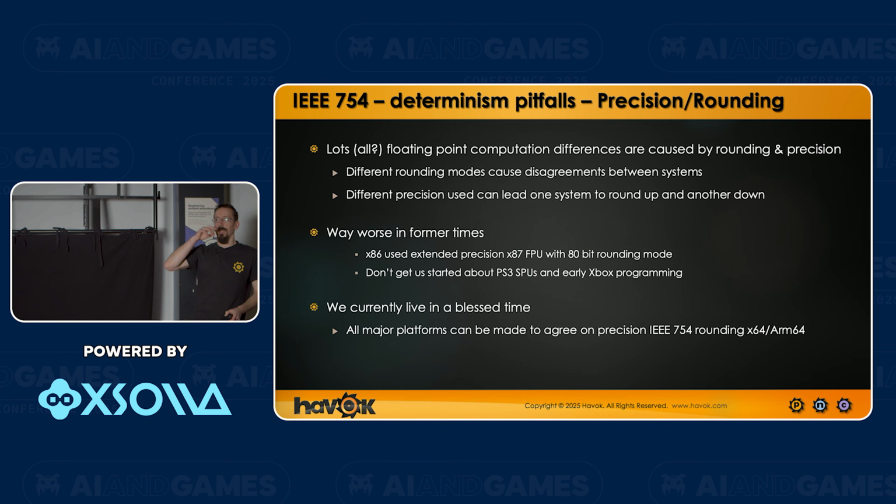So these were the rounding modes. They're not that important. There's a flag for it. But I claim that lots or all of floating point computation differences are caused by rounding and precision. It was way worse in former times. So x86 is around, but we don't support cross-platform determinism. Now is the amazing, blessed time of cross-platform determinism, because all of the 64-bit platforms agree on IEEE 754 precisions, because then they can't disagree. All major platforms currently do that.